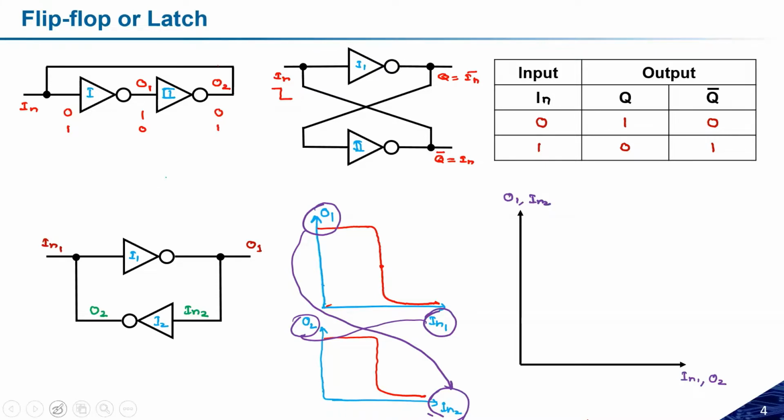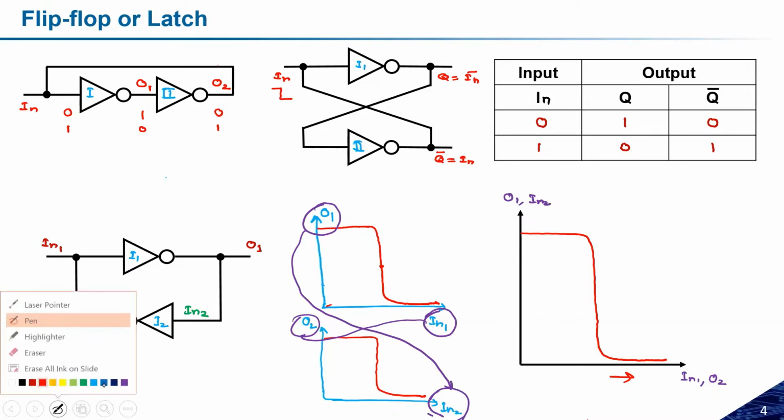Considering the first case where I have input 1, the characteristics will look like this. Let me make it proper. This is how the characteristics for the first inverter will look. The second inverter characteristic is also similar, but this one is the axis for the input and this one is the axis for the output, so the characteristics will look like this one.